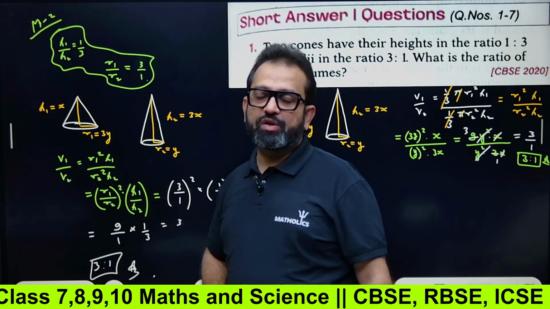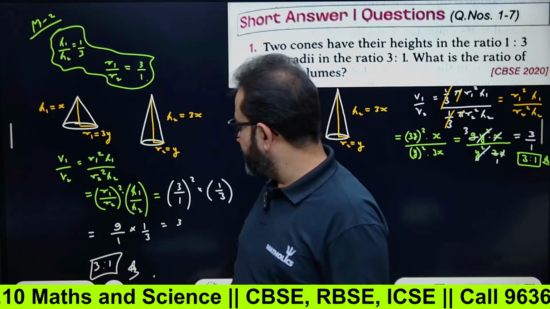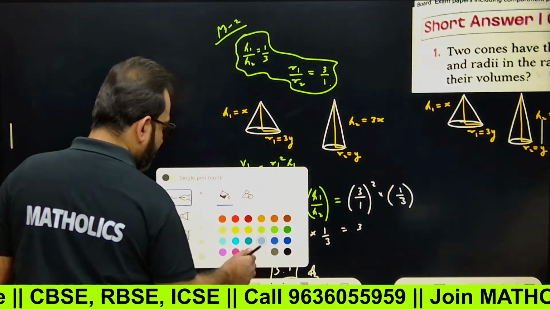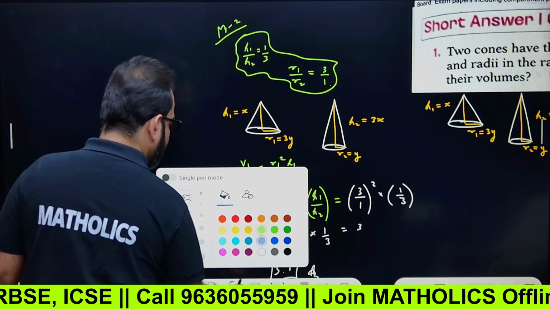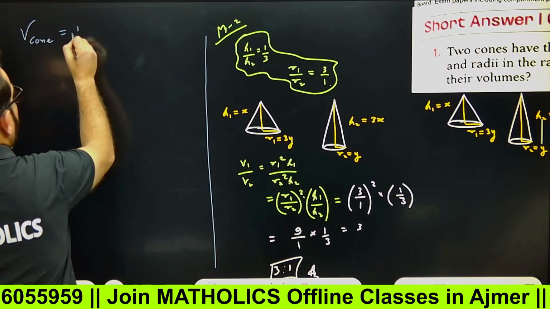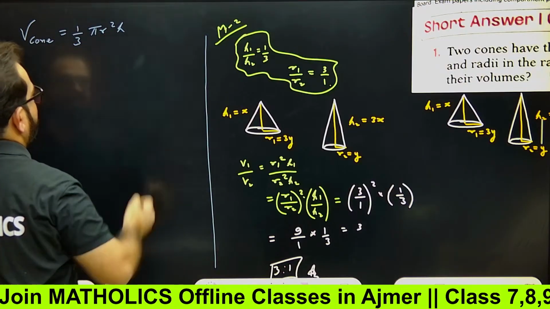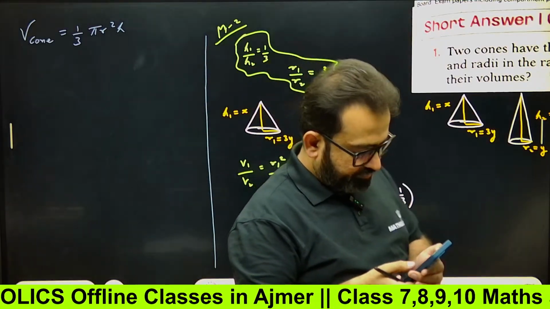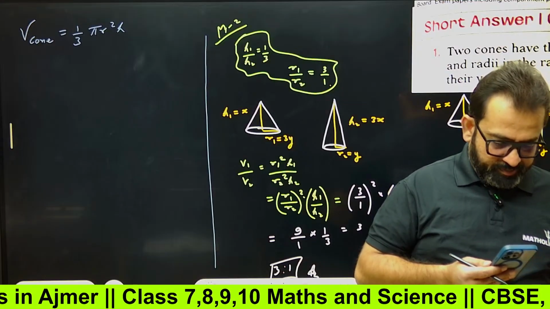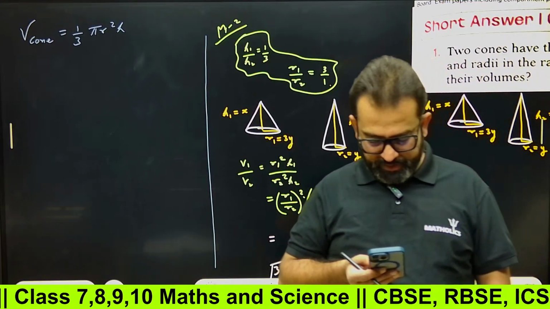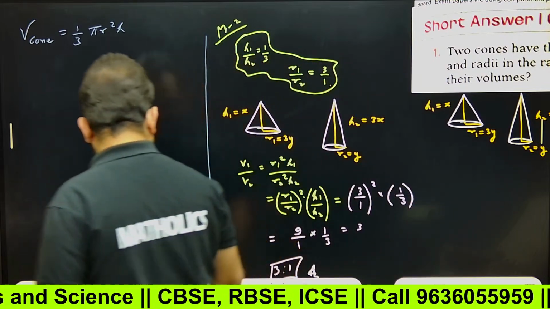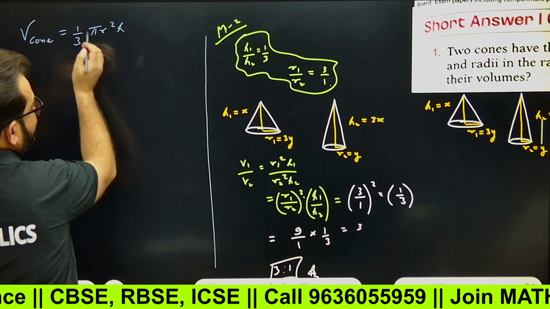So v1 by v2. What is the volume of a cone? Can anyone tell me the formula for volume of a cone? Let's see if anyone is attentive here. The formula is 1 by 3 pi r square h. Everyone is aware of this formula, yes or no? Tell me in the comments. Yes, sir. 1 by 3 pi r square h. Okay, this is the volume for a cone. For a cylinder, it is simply pi r square h.